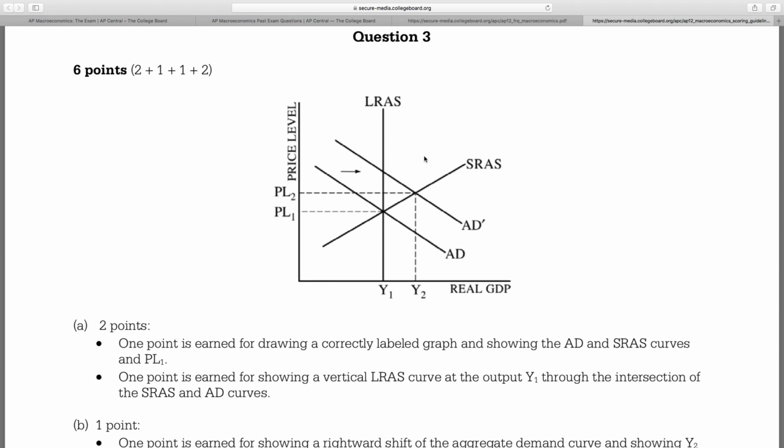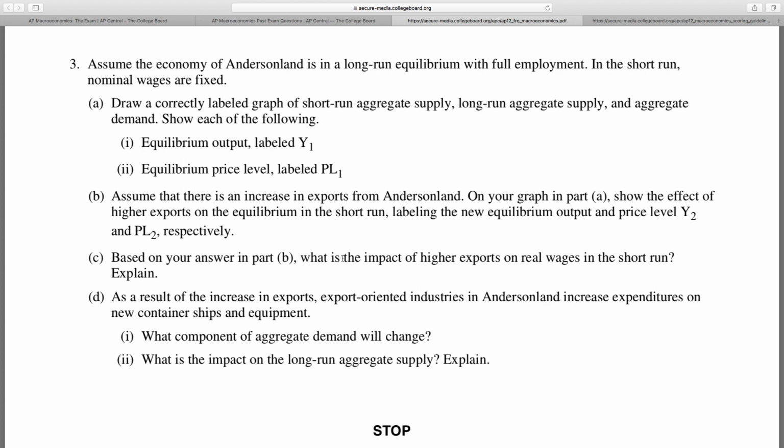That's your explanation too. If you just simply say nominal wages are fixed in the short run, because it's asking for an explanation, right? So they're saying explain. Your explanation is, as aggregate demand increases, causing the price level of everything to increase, because nominal wages are fixed in the short run, the real wage has gone down because you cannot buy as much stuff as you did before. All right, your real wage has decreased.